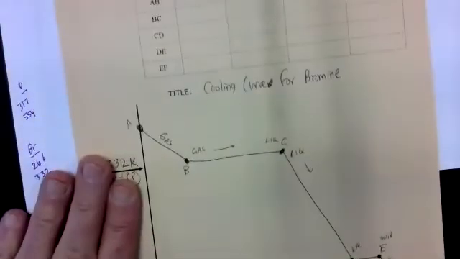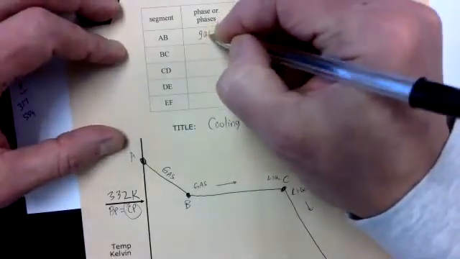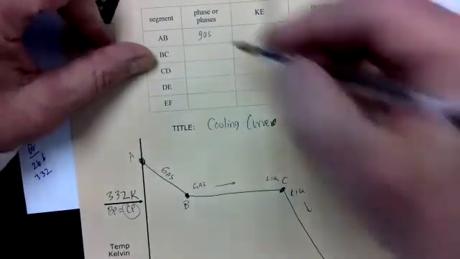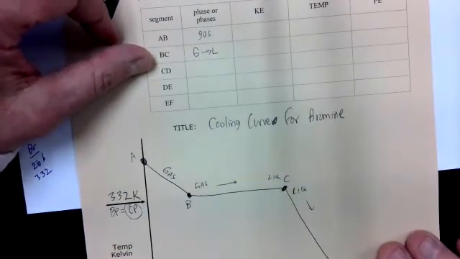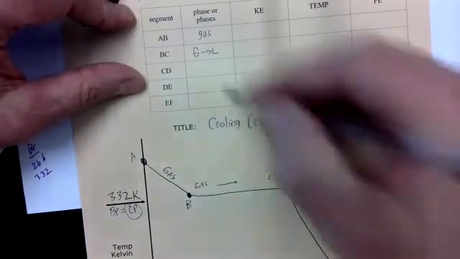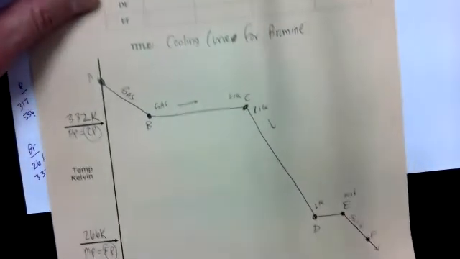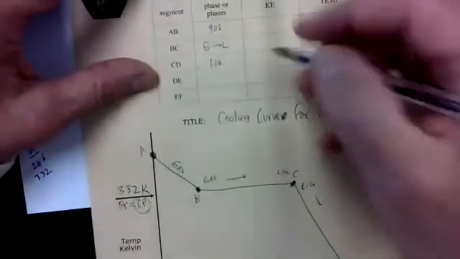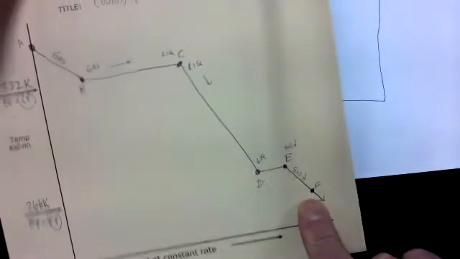Now, what phase or phases is from A to B? Gas only. What about B to C? We have gas turning into a liquid. What about from C to D? We have liquid only. And what about, here we got to move up, from D to E? This is liquid to solid, and then we have just solid from E to F.